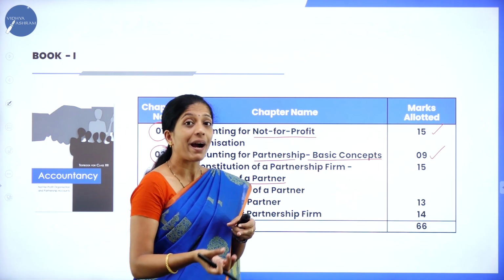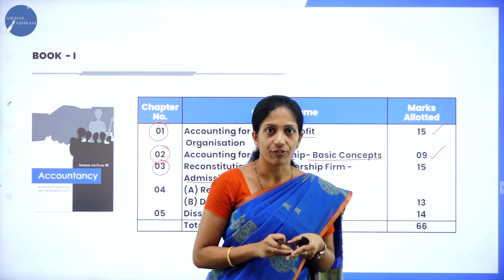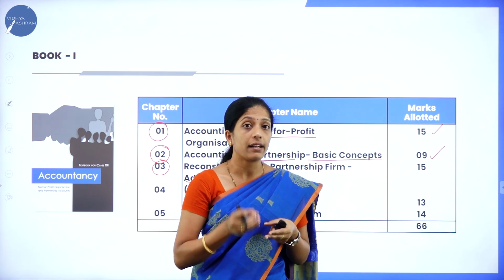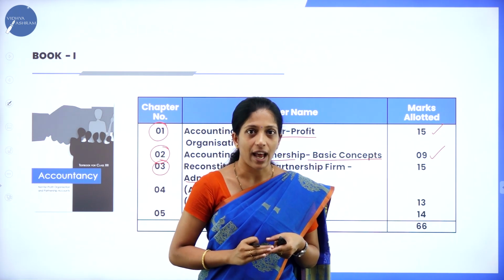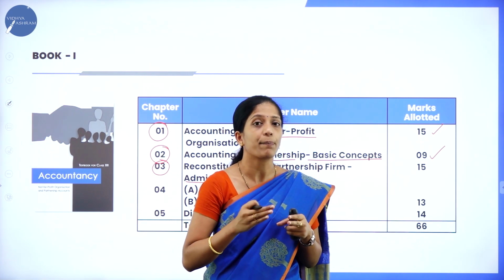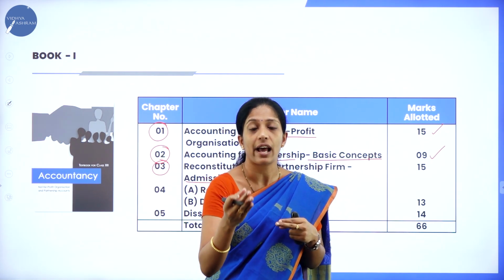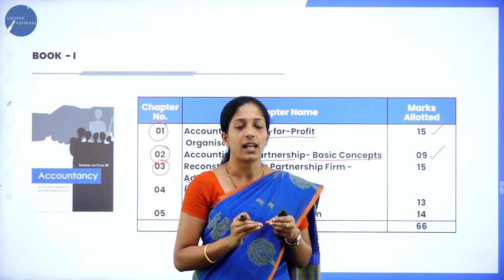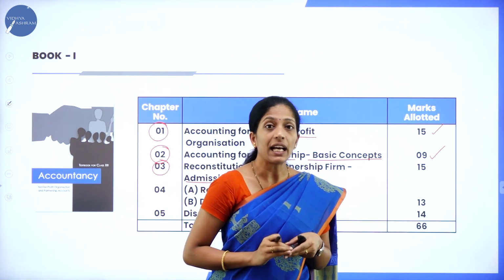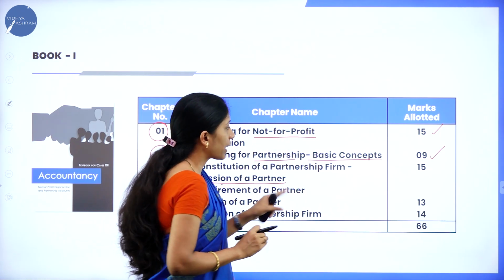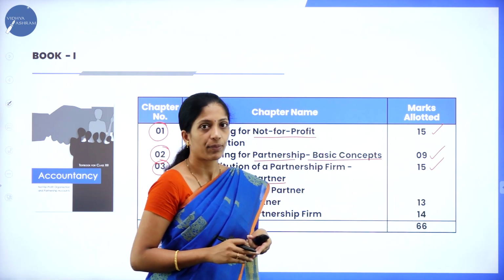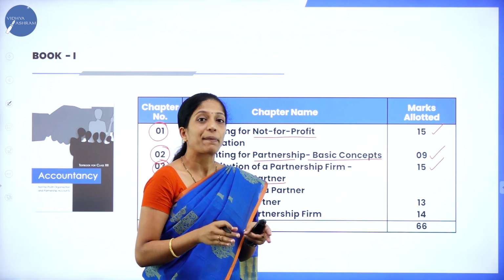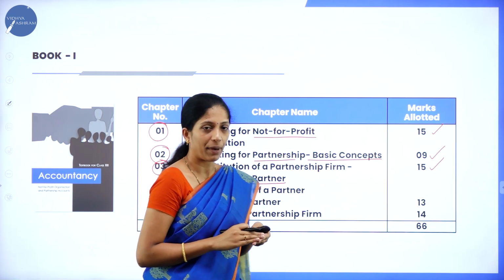So, when a new partner enters into the existing partnership firm, what are the accounts that have to be prepared? What share of profit has to be given to the new partner? That we will learn under admission of a partner. Okay, and the total weightage of this chapter is 15 marks. So your third chapter is all about admission of a partner.